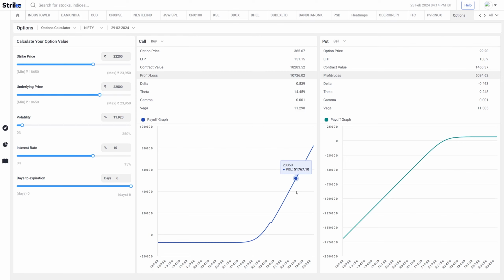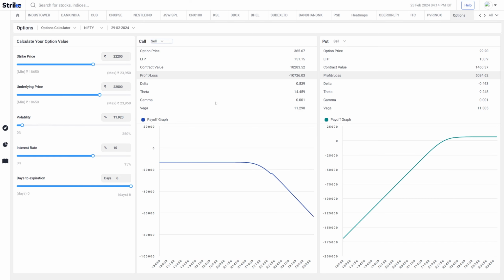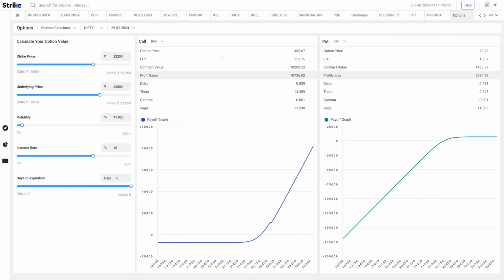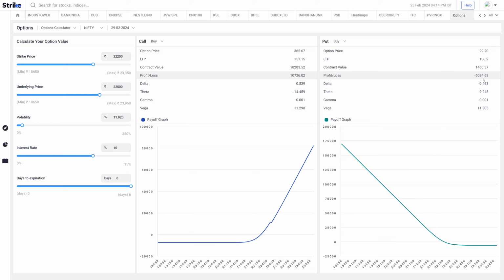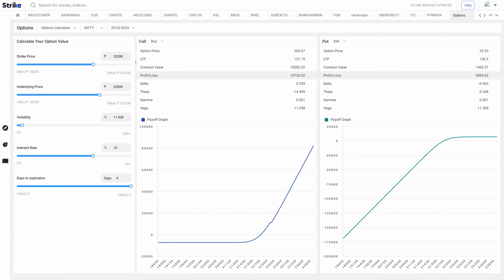The payoff graph tells me my PNL at X value of the Nifty index. The good thing is I can see the payoff for both the buy side as well as the sell side. So if I'm an option buyer, then according to my target, buying a call is the profitable option, and in terms of put, selling a put is the profitable option. If I'm buying a put, it will result in a loss according to my target. So you can see the PNL for both buy and sell side.